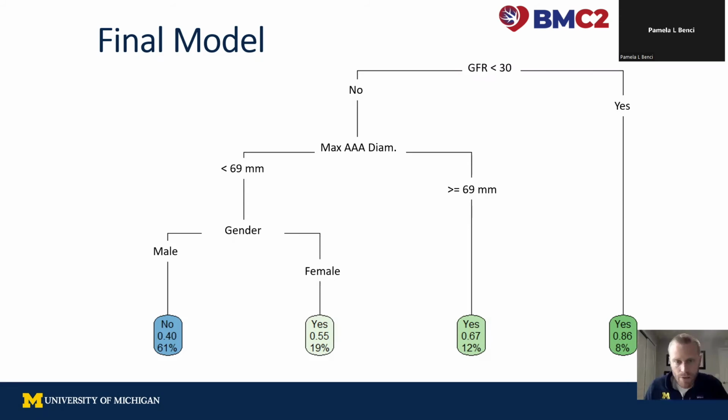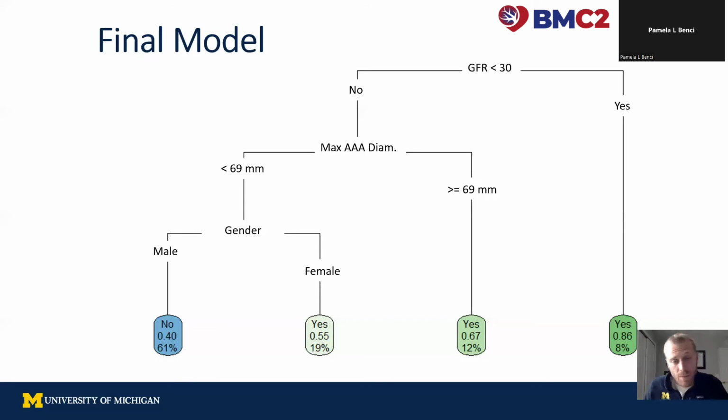So really just looking through this, kind of going top down, patients with a GFR less than 30 is predictive of contrast-associated AKI after EVAR. That's no surprise. They have less renal function. They're not going to clear that contrast load as well. They're going to be at higher risk. But if we look at patients with GFRs above 30, those with a maximal AAA diameter of above 6.9 will be at higher risk. And then if we look at patients with any maximum AAA diameter, female patients are at greater risk.